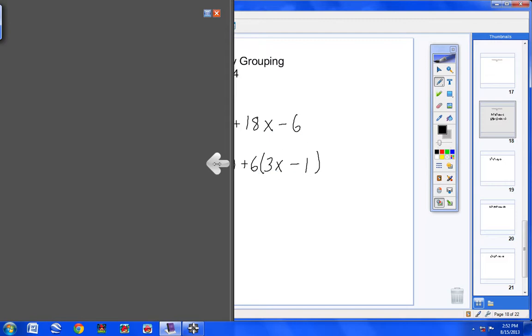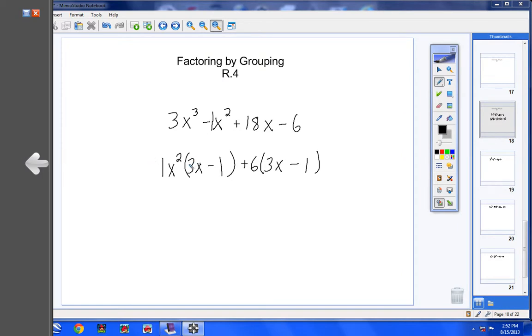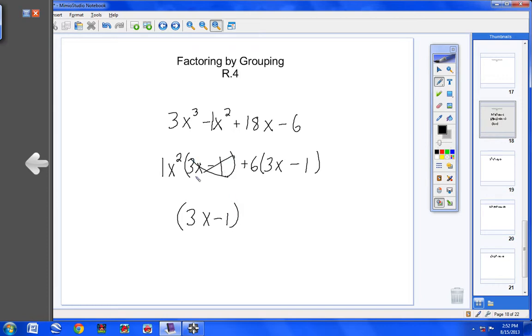And now look what happened. This is so cool. This will not always happen, but in these problems it will happen. Look, our 2 parentheses match. So I can very simply write my matching parentheses once, 3x minus 1, cross them off, and you're left over with x squared, I got that from right here, plus 6. I got that from right here. There we go. That's called factoring by grouping. If you were to take this expression and multiply it back out, you would get what you started with.